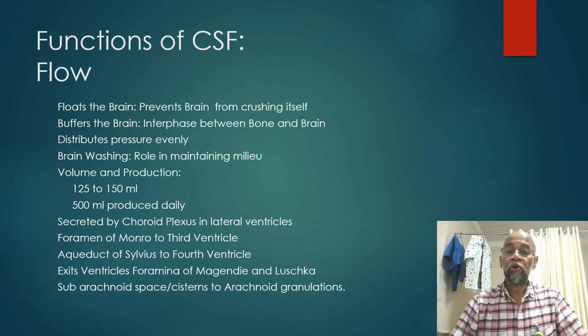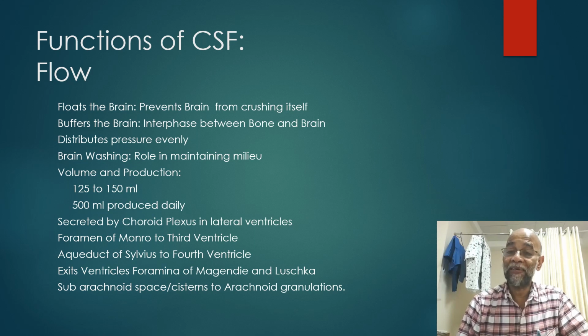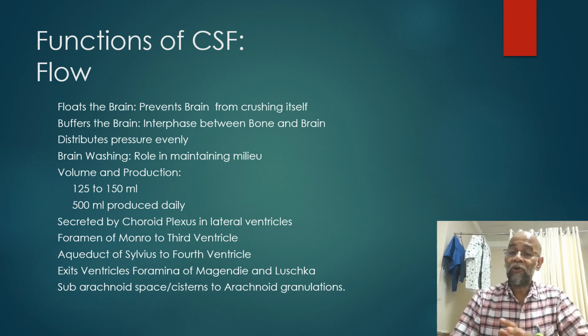CSF is secreted by choroid plexuses in the lateral ventricles from the arterial end. From the lateral ventricles, it flows through the foramina of Monro to the third ventricle, and thence through the aqueduct of Sylvius to the fourth ventricle. From the fourth ventricle, CSF escapes from the ventricular chambers into the subarachnoid space through the midline foramen of Magendie and the lateral foramina of Luschka. CSF flows through the cisterns, and along the surface of the brain in the subarachnoid space to be absorbed into arachnoid granulations adjacent to the venous sinuses.